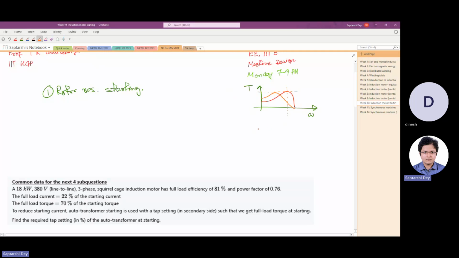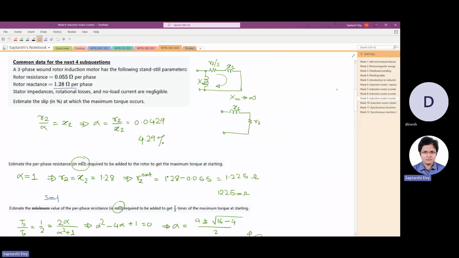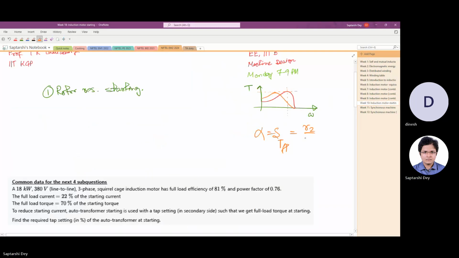So it is possible now, since alpha, the slip at which the peak torque occurs, is given by R2 by X2. If you want the starting torque to be maximum, you can put a calculated value of R external such that R2 becomes equal to X2, and you get alpha equal to 1, and your starting torque looks something like this. So your characteristic looks something like this. The objective of starting is to reduce the starting current.